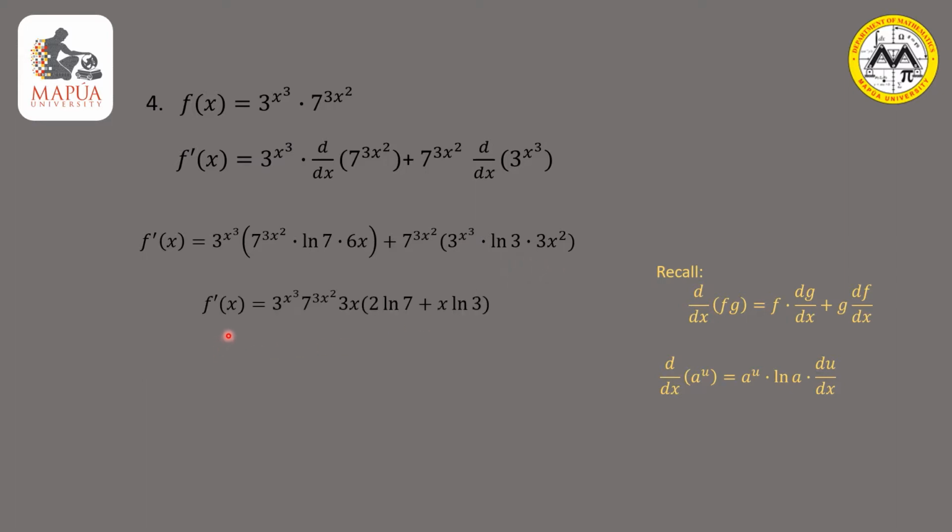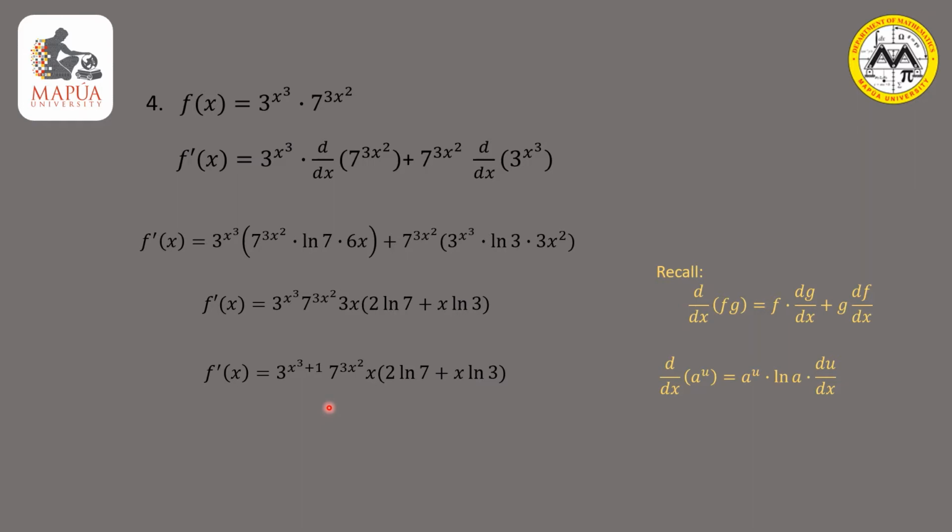F prime of x now can be simplified into this product, noting that among these terms, 3 to the x cubed, 7 to the 3x squared, and 3x would be common factors. Hence, if these are factored out, you have 3 to the x cubed, 7 to the 3x squared, times 3x being the common factor. Out of the first term, we will just have a 2 ln of 7. That's coming from this times ln of 7. And then for the second term, we will just have an x times ln of 3. This is our f prime of x.